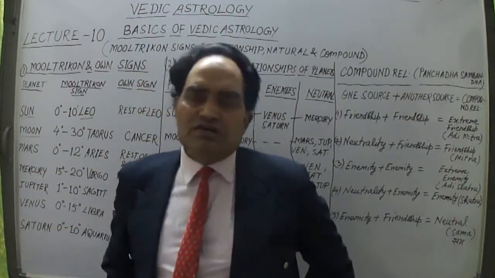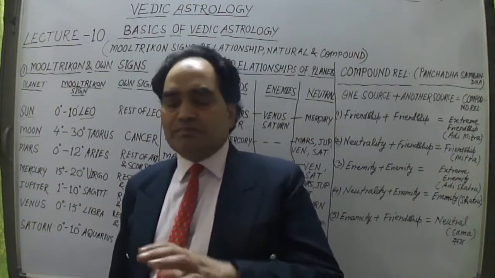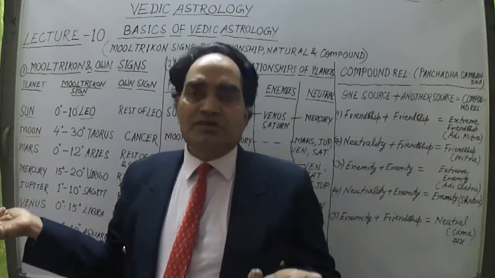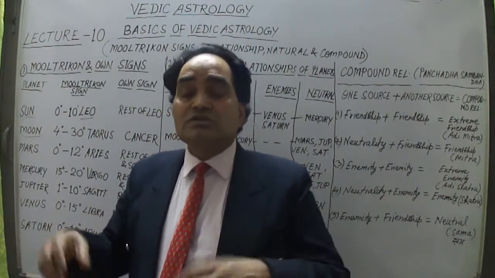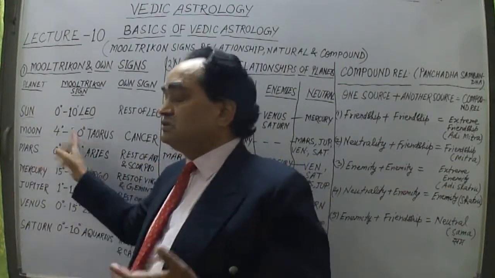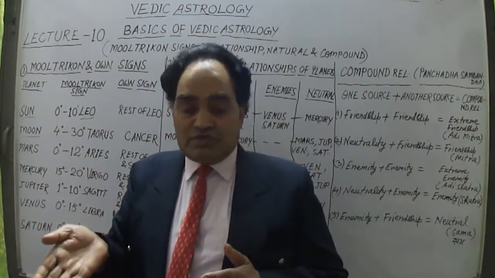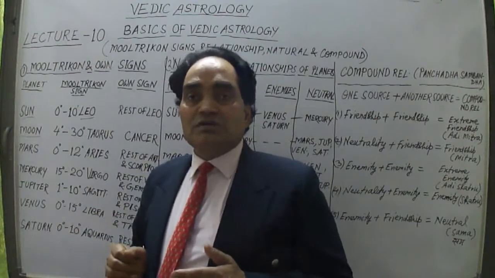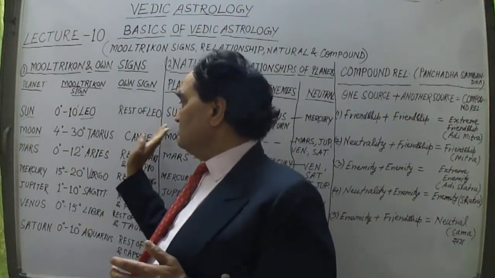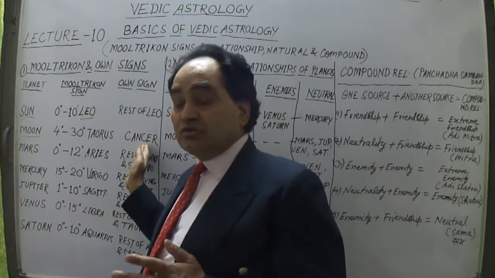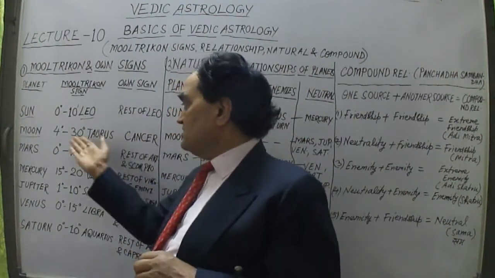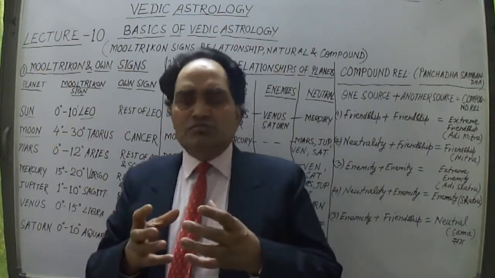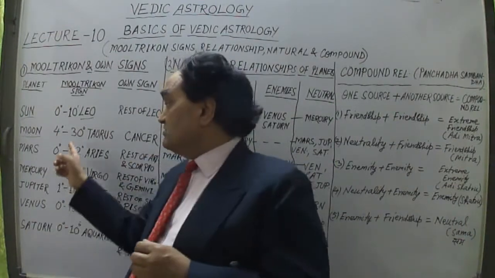Now Mars. As I have told you, other planets, as the Sun, have the Mooltrikon sign in their own sign. Leo sign is lorded by the Sun, there is no doubt about this. Leo is the Sun's own sign, right? But the Moon has a different Mooltrikon sign, from 4 degrees to 30 degrees in Taurus, which is a different sign than Cancer. The Moon is lord of Cancer sign. The Moon's own sign is Cancer, but it has its Mooltrikon sign in Taurus from 4 degrees to 30 degrees. That means the Moon is more active in this space, 4 degrees to 30 degrees.